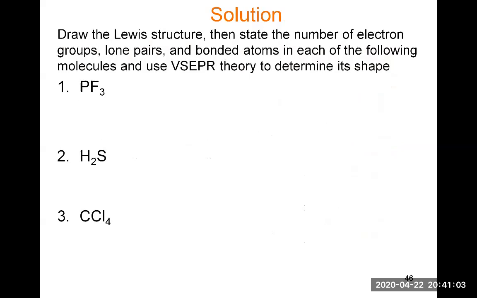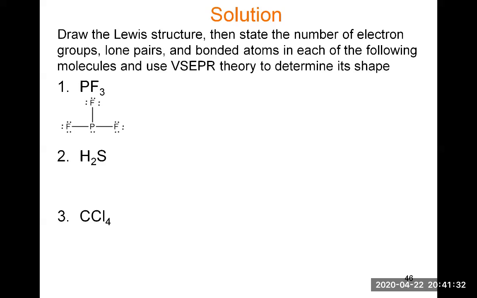So let's start with PF3. Once you've done the Lewis structure, you should come up with this Lewis structure where P is in the center, surrounded by 3 fluorines. All the fluorines have 3 lone pairs each, and they are single bonded to phosphorus. Phosphorus has a lone pair and 3 single bonds around it.